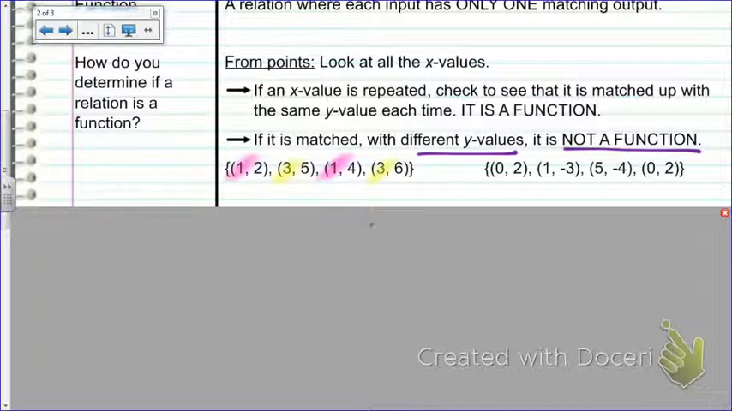No. Even if they were the same y value, our 3's are both attached to a 5 and a 6. So they are also not a function. Does that make sense? So this whole thing on all different levels is not a function. So we would write not a function.